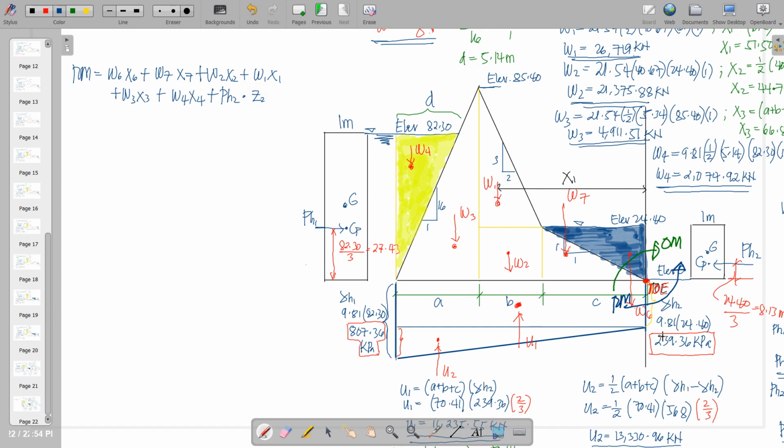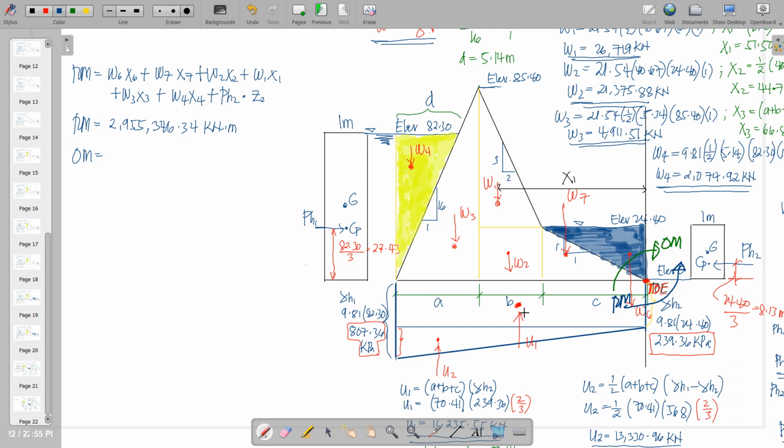What else? So no more. All of this weight will go along a counterclockwise rotation along the direction of RM together with PH2. If we substitute and compute for RM, we can get the value of 2,955,346.34 kilonewton meter.